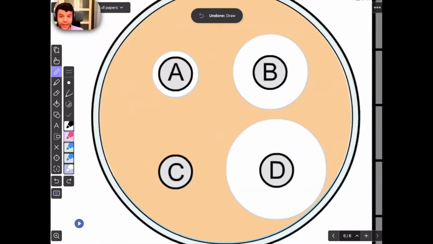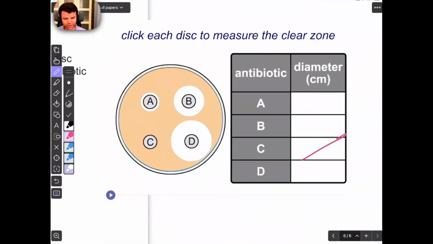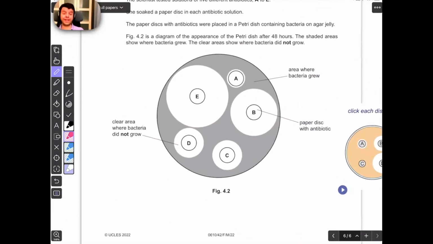So for me, if I am to choose an antibiotic here, I would completely forget about C because all bacteria are resistant to C. A is not really effective either, right? So either you choose B, and the best one is going to be D, right?